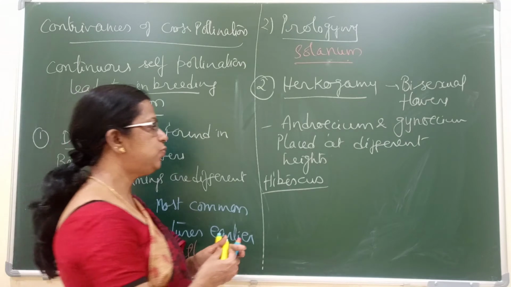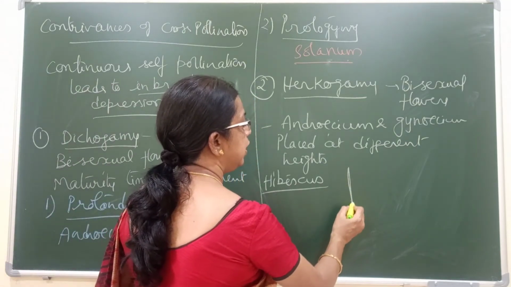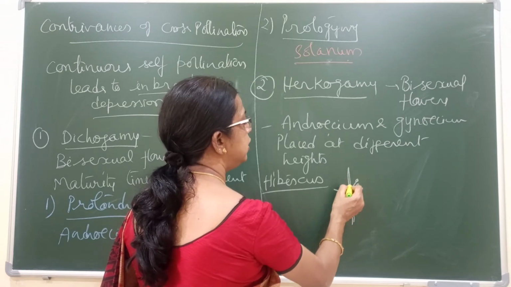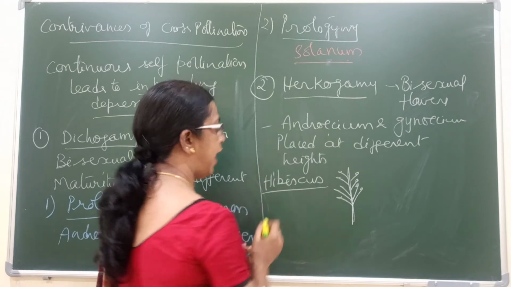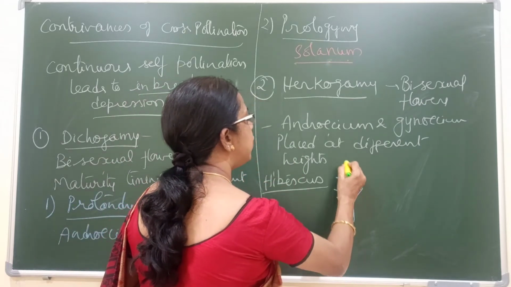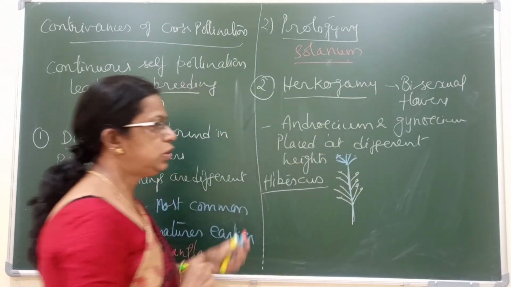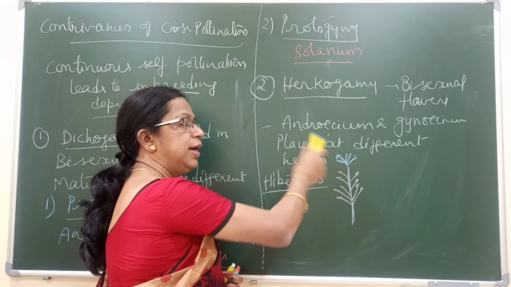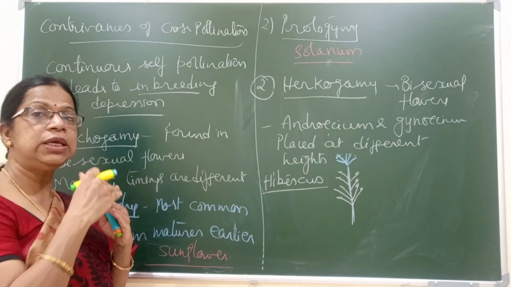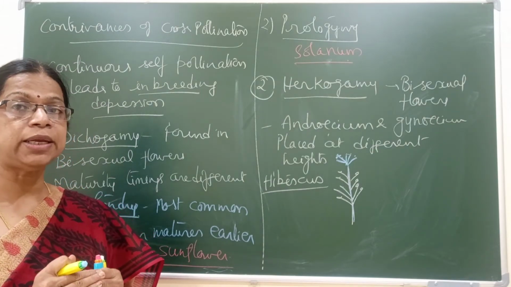In hibiscus we find a staminal tube is formed, and through this staminal tube the style passes, finally emerges out, and stigmas are present. So stigmas will be placed at a higher level compared to the stamens. Here that physical barrier, a morphological or physical barrier, will prevent self-pollination.